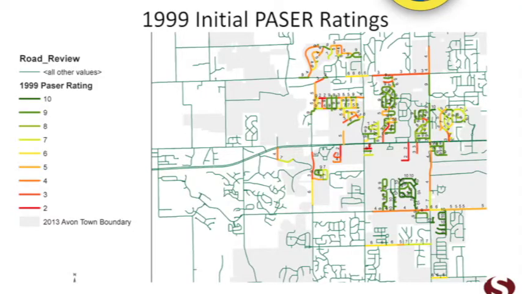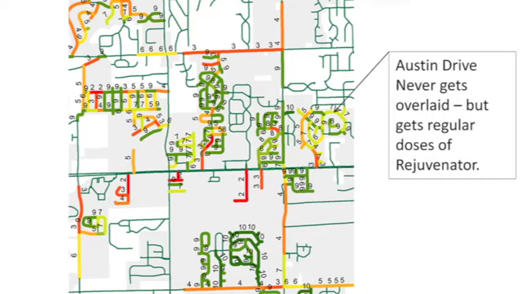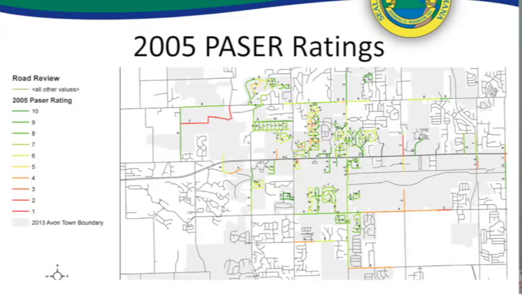Now when you look at the Paiser ratings from 1999, you can see the Avon ratings, a lot of red in their system. There was a lot of roadways that were bad, a lot of roadways that were good. It was kind of a mishmash when the town started on this program. But we get to Austin Drive over here on the northeast side of Avon. And again, you see in 1999 a blow up of the area around Austin Drive where I have the arrow pointed to. It never gets overlaid, but it does get patched and sealed and does get regular doses of Rejuvenator. So in 2005, again, you see a lot of red, yellow, and green.